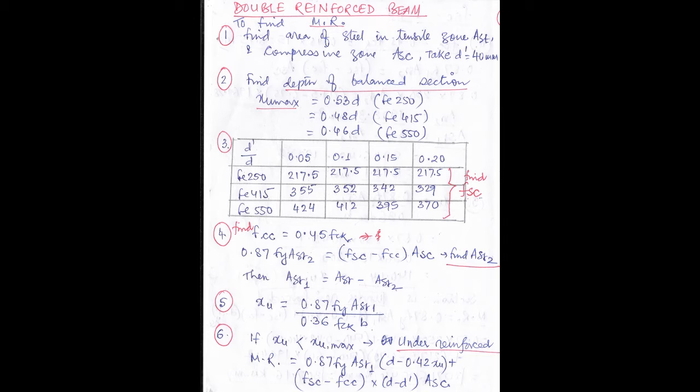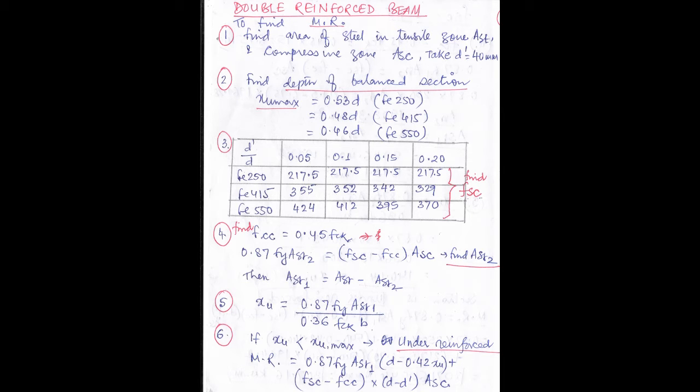Now step number 4. You have to find the value of fcc equal to 0.45 fck. What is fcc? fcc is the stress in the concrete at the level of the compression zone steel. And what is fck? fck is the characteristic strength of concrete, which is whatever grade of concrete is given. That means if M15 is given, fck will be 15. If M40 is given, fck will be 40, and so on.